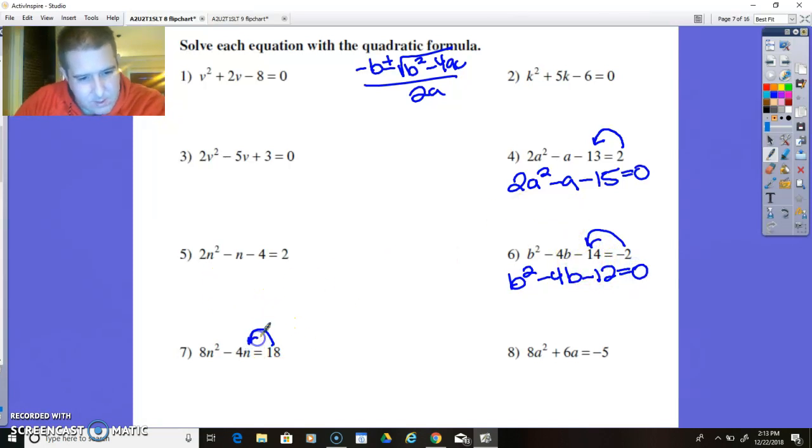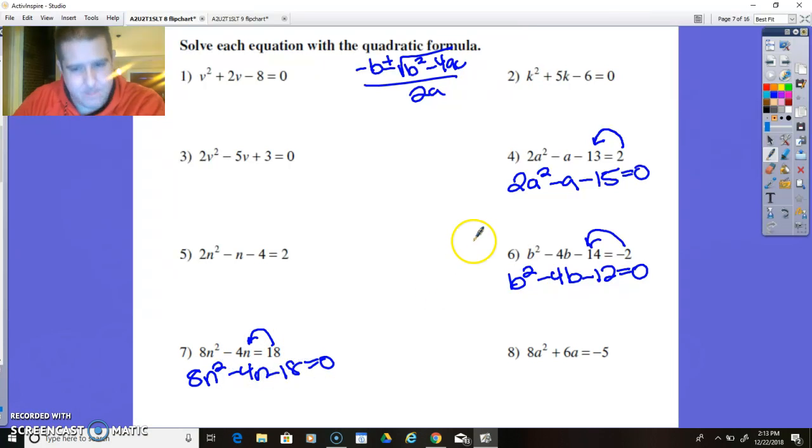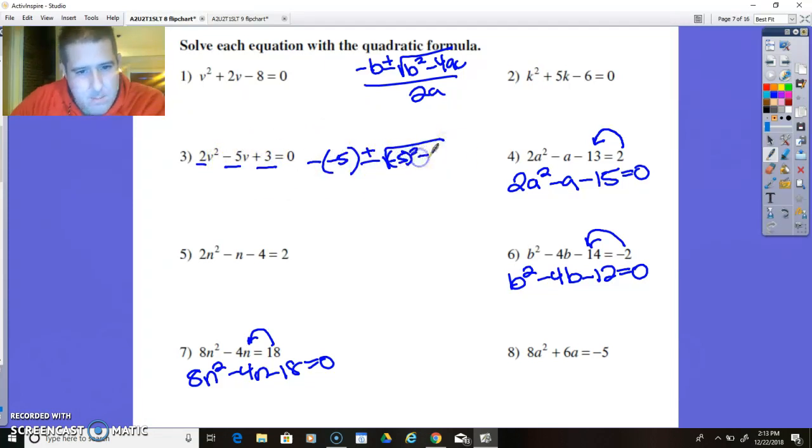Same thing goes for this one, so I'm moving the 18 to the other side: 8n squared minus 4n minus 18 equals 0. All right, so now once you've got it set equal to 0, you can just take your a, b, and c and plug it into the formula. So negative b, the opposite of negative 5, plus or minus the square root of negative 5 squared minus 4 times a times c, all of that divided by 2 times a.